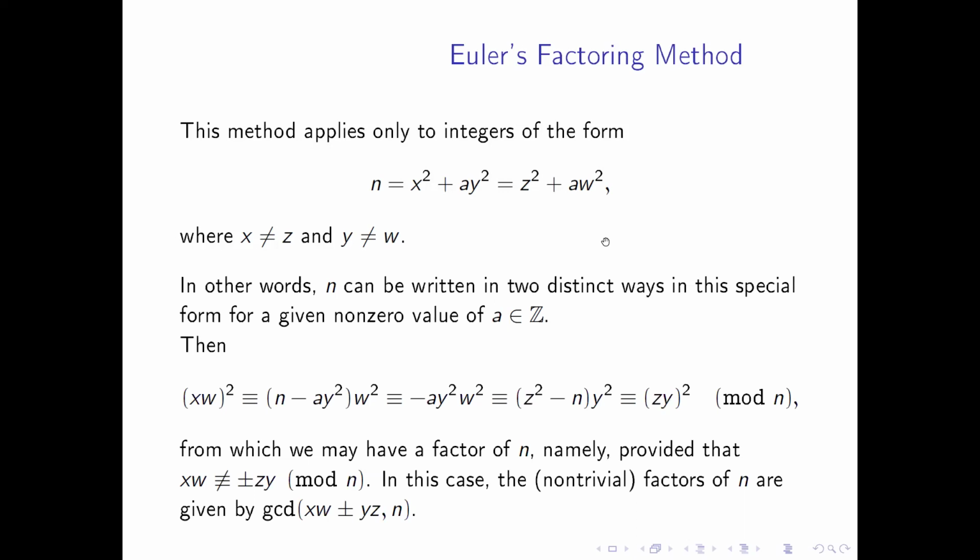which pretty much means that my x times y and my y times z are either equal or negative versions of each other mod n. That's the critical part, mod n. And then the trivial part: this only tells us we have a factor, and the factor is given by the greatest common divisor of xy plus or minus yz and n.